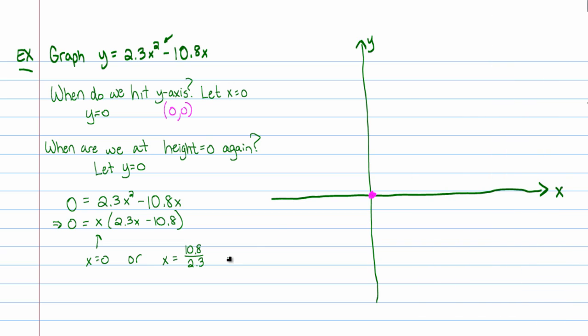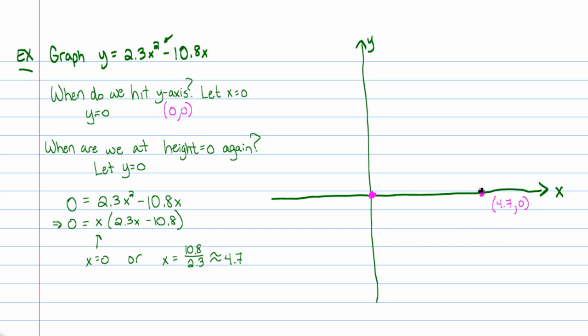So let me just say it's approximately 4.7. I can still do the math even though I have an approximate number. Now, remember, I'm asking when am I at a height of 0. So that occurs at x equals roughly 4.7. So I'll just put that in here, (4.7, 0).